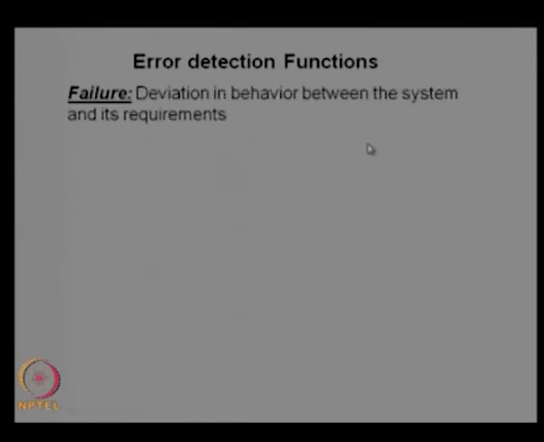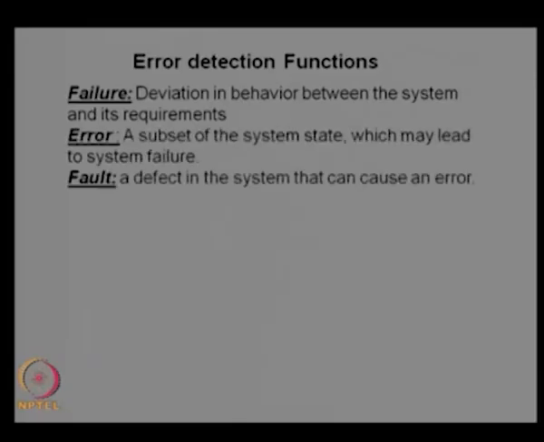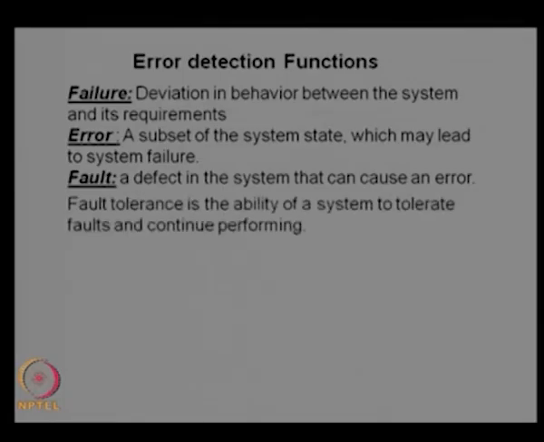Just to recap those terminologies, we have failure, which is the deviation of behavior between the system and its requirements, and then we have error, which is a subset of the system state which may lead to the system failure, and a fault, which is a defect in the system that can cause an error. In fault tolerance, basically we will be looking at the ability of a system to tolerate faults and continue performing.